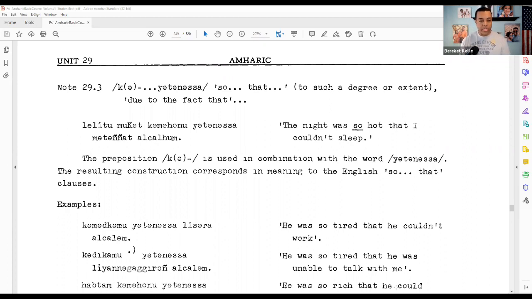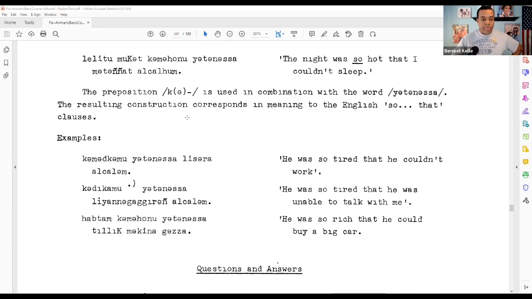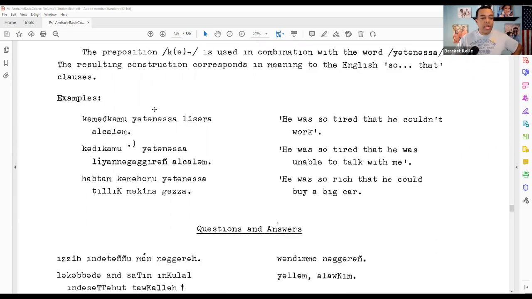And the explainer sentence here is pretty straightforward, so I'll just read that as is. The preposition ka is used in combination with the word yatanasa, and the resulting construction corresponds to the meaning so that. And let's look at the three examples that they provide here. Kamad kamu yatanasa lisara al chalam. He was so tired that he couldn't work. Kadikamu yatanasa liana gagarin al chalam. He was so tired that he was unable to speak with me.